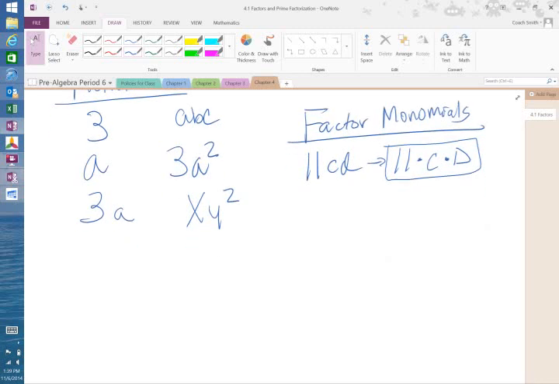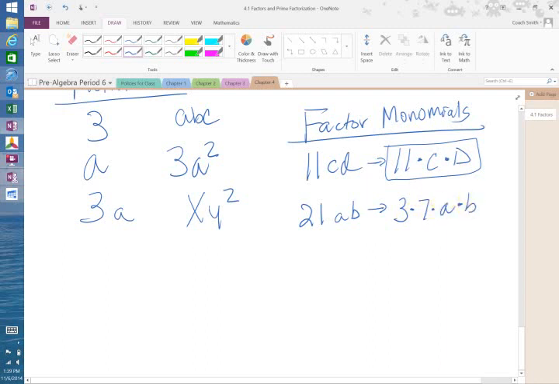Let's do another one. 21AB would be 3 times 7 times A times B. So this one, 35RS to the 5th. 3 times 7 is 21. Remember from like 2nd grade?